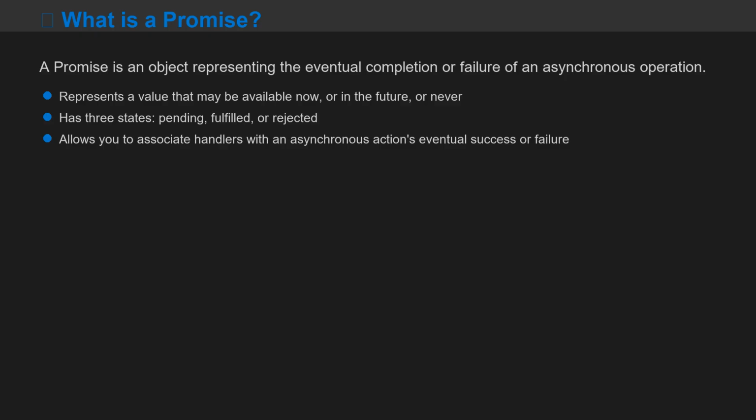A promise is an object that represents the eventual completion or failure of an asynchronous operation. It has three states: pending, fulfilled, or rejected. Promises allow you to associate handlers with an asynchronous action's eventual success or failure. This is the foundation of promise chaining.